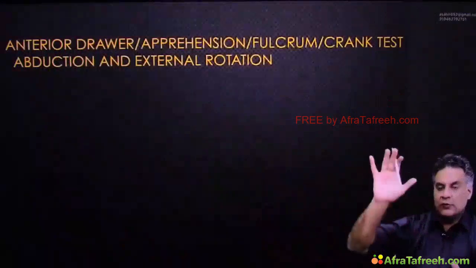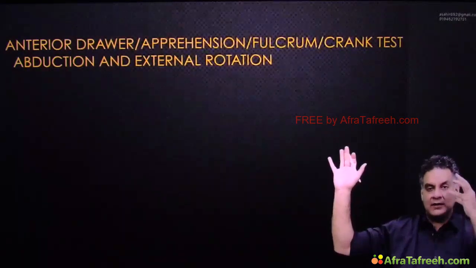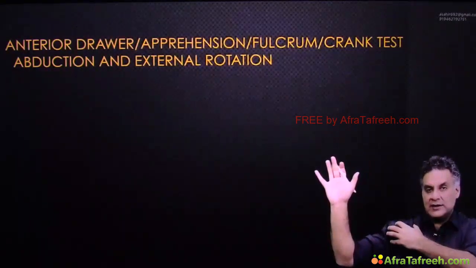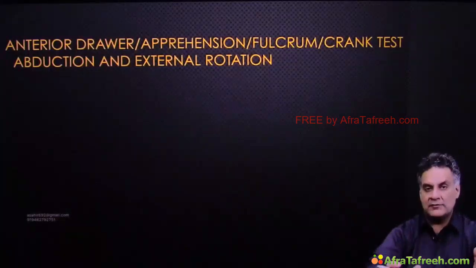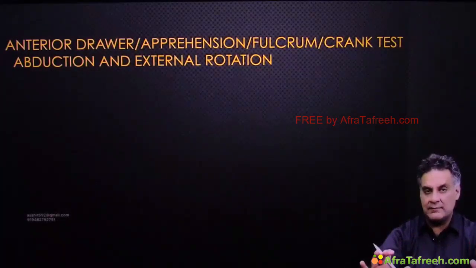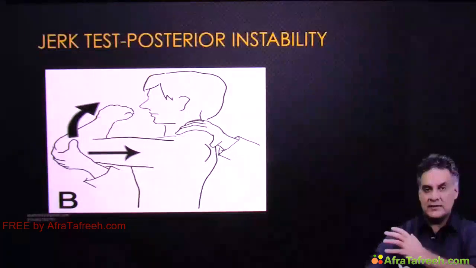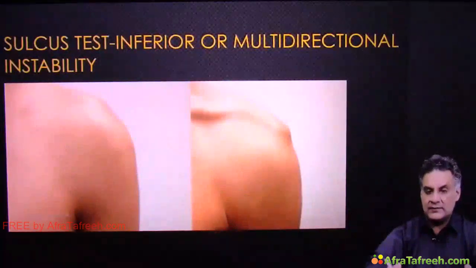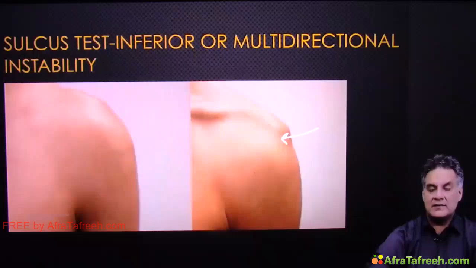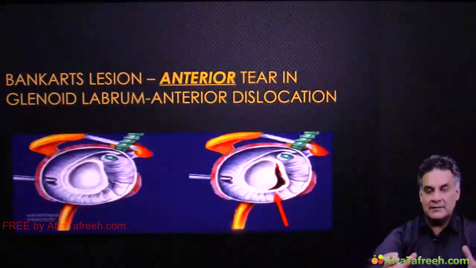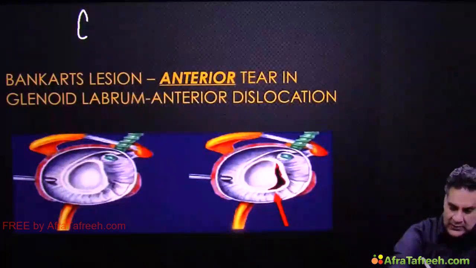So, this force of abduction external rotation can cause apprehension on the face, called as apprehension sign. Can try to get the head out, anterior draw test. Can be also called as a fulcrum or a crank test. They all mean the same. Abduction external rotation gets the head out. Posterior, jerk test. Inferior, that's the sulcus I'm talking about. Whereas, when I talk about instability, cause-effect relationship, you know, cause is a dislocation.